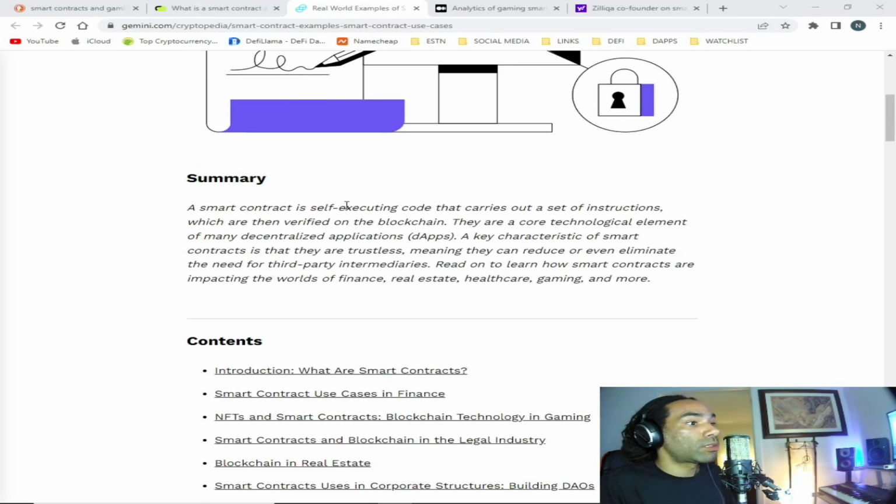So a smart contract is a self-executing code that carries out a set of instructions, which are then verified on the blockchain. They are a core technological element of many decentralized applications. A key characteristic of smart contracts is that they are trustless, meaning they can reduce or even eliminate the need for third-party intermediaries. So we're going to learn how smart contracts are impacting finance, real estate, healthcare, gaming, and more.